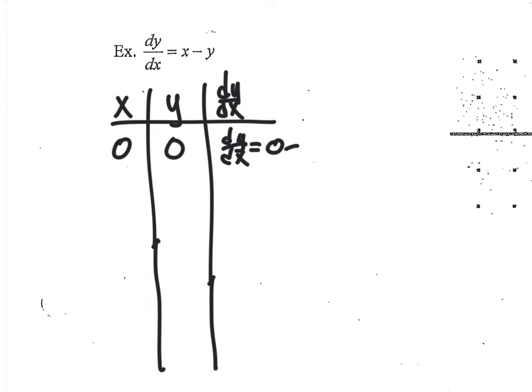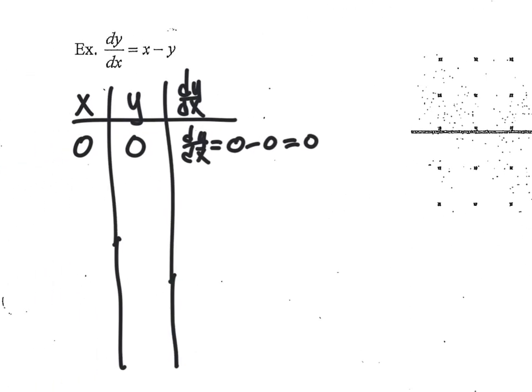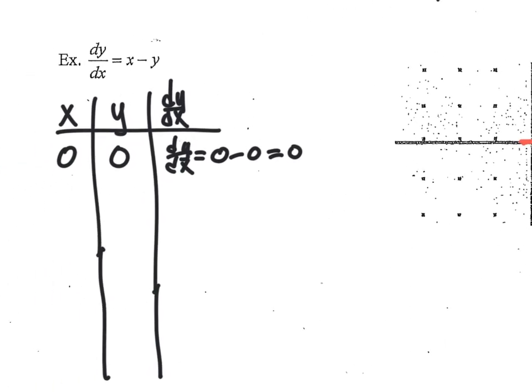I'm going to get 0 minus 0, which just gives us 0. So when I get that, I'm going to come over here and plot a slope of 0 at 0, 0. All right, let's go ahead and plot the point 1, 1. The reason I'm doing that is I want to show you guys that there is a pattern here.